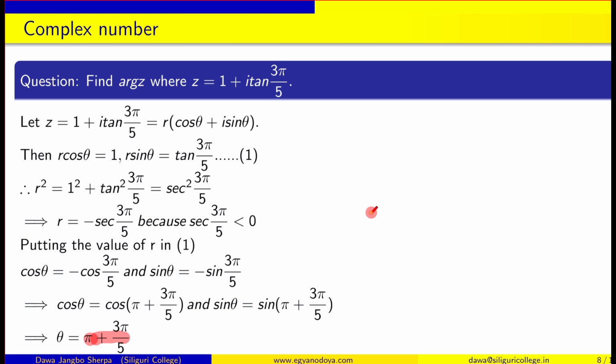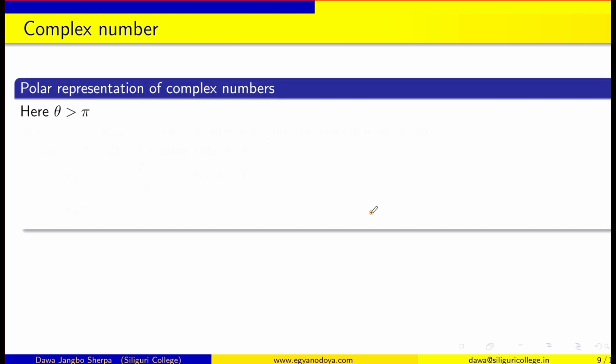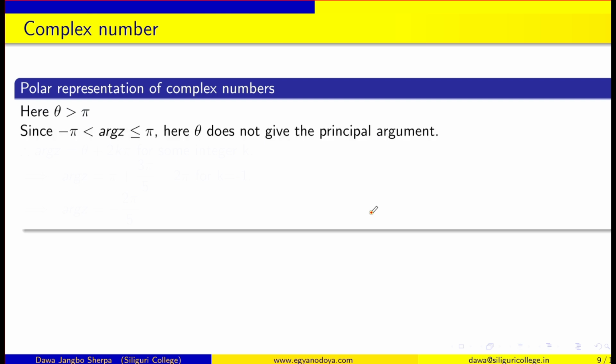You can see from here that this value of theta is greater than pi, so it is not a principal amplitude. To be a principal amplitude, the value of theta must be between minus pi and pi, that is, minus pi less than theta less than or equal to pi. Here theta is greater than pi, but the principal argument of z always lies in this range, minus pi less than arg z less than or equal to pi. So this is the range of the principal argument.